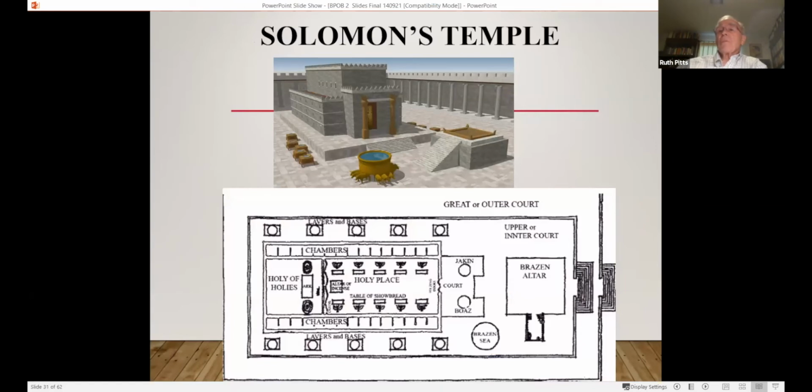The temple, this is a little schema of the temple. The main thing to see, Dan, you might be able to help us here. On the far left is the Holy of Holies. There you are. So that's a little cube of 30 feet by 30 feet. And you see the ark is placed in it.